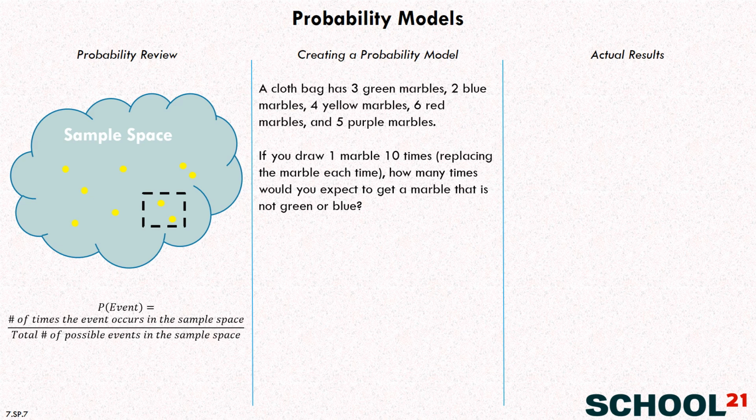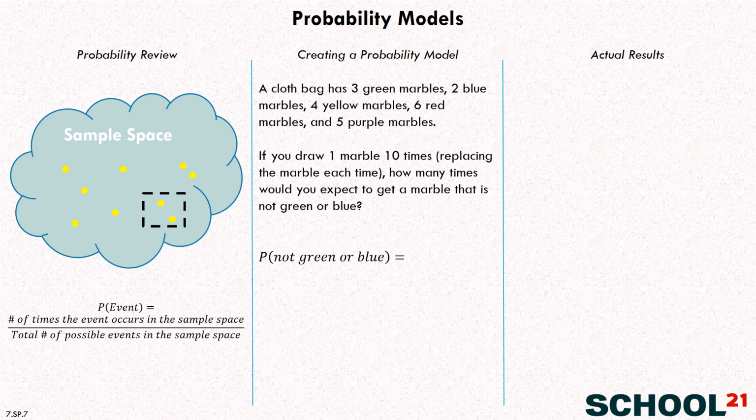Okay, this is kind of an interesting probability. It's a "not" probability. So we can set up our equation here. The probability of not green or blue. So remember, P just means probability, and then we put the event that we're looking for, not green or blue, in parentheses here. Okay, so first of all, what's the total number of different possibilities? What's the total number of events in the sample space if we're going to draw one marble?